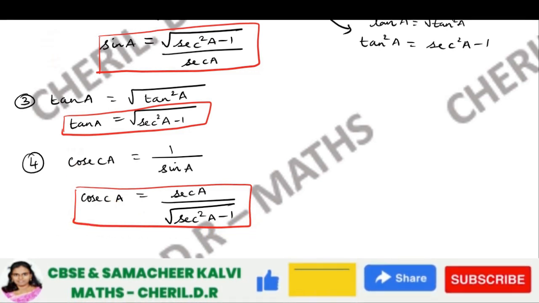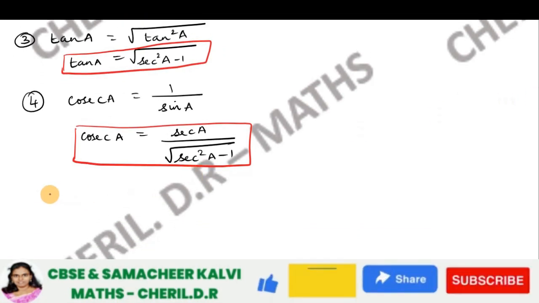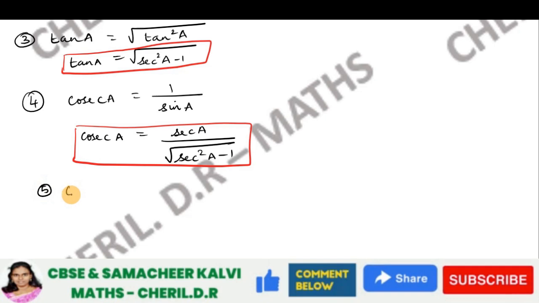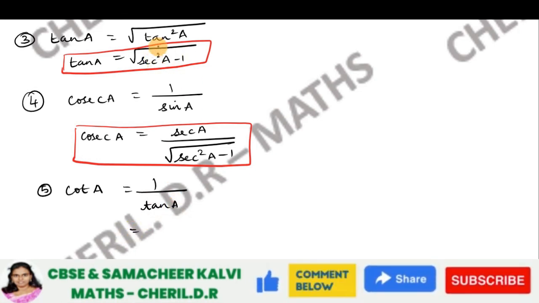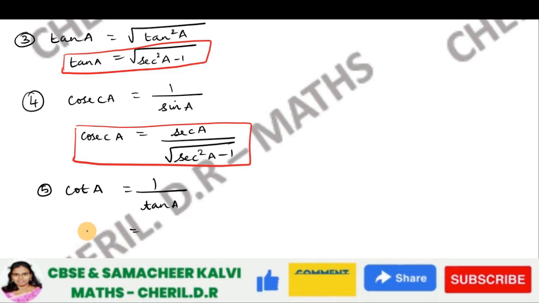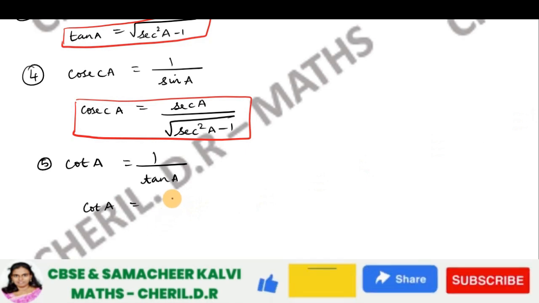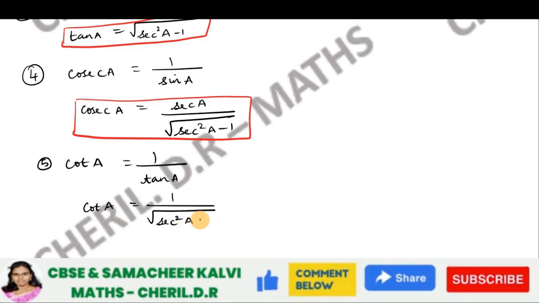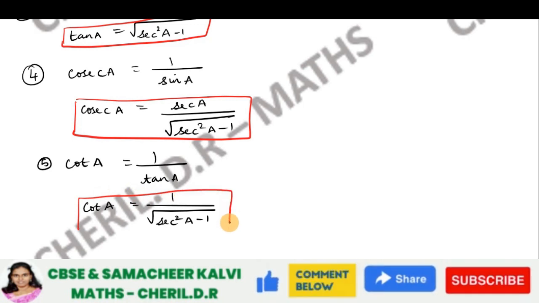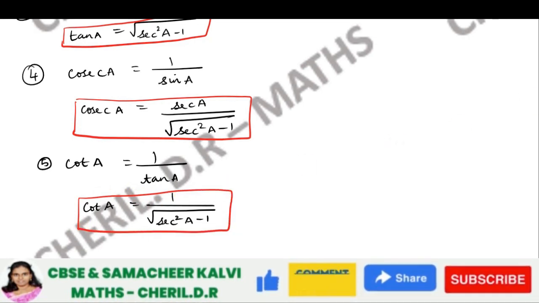The final one is cot A. It is nothing but the inverse of tan A. So the fifth one, cot A, is 1 divided by tan A. What is tan A? Square root of secant square A minus 1. So my cot A is 1 by square root of secant square A minus 1. Thus we have got all the other trigonometric ratios in terms of secant A.